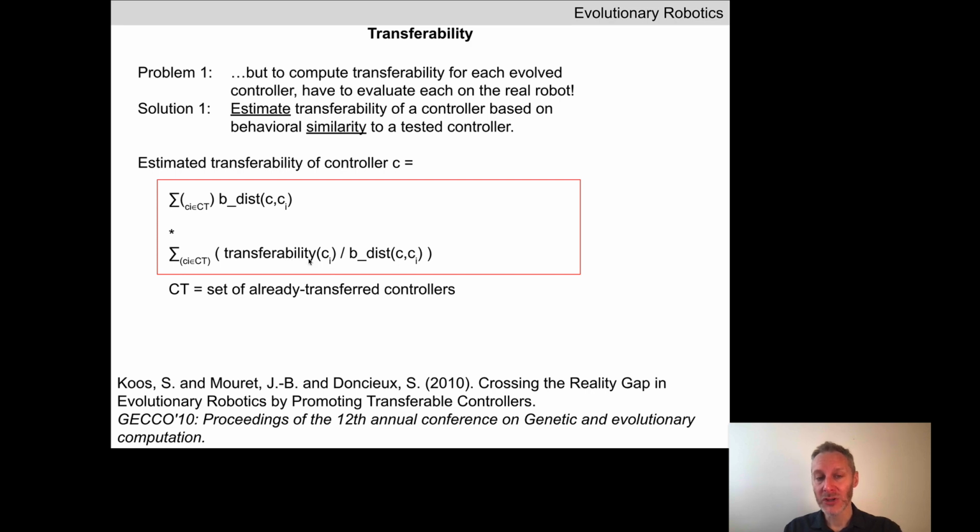When we compute the transferability of C sub i, we can divide it by the behavioral distance in simulation of the simulated robot controlled by C and the simulated robot controlled by C sub i. We're dividing by this distance. Can anybody see why? So we're now computing a weighted sum where each element in the sum is the transferability of C sub i, and we're weighting it by behavioral distance. Why? What's the intuition here?